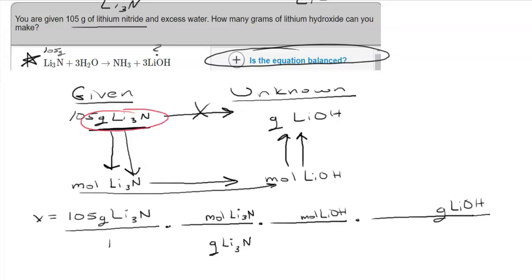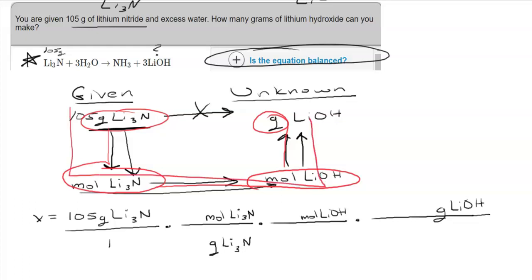From grams of lithium nitride to moles of lithium nitride to moles of lithium hydroxide to grams, right across the top. All I did was take what I wrote here and put it right across the top of my dimensional analysis problem. But I can't do any math yet. I need my units to cancel.